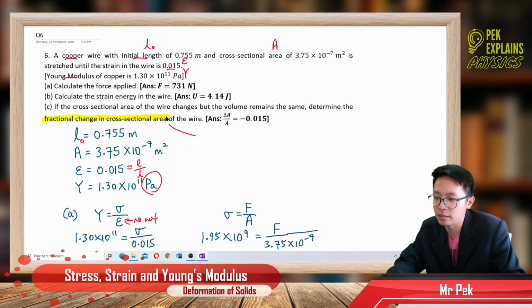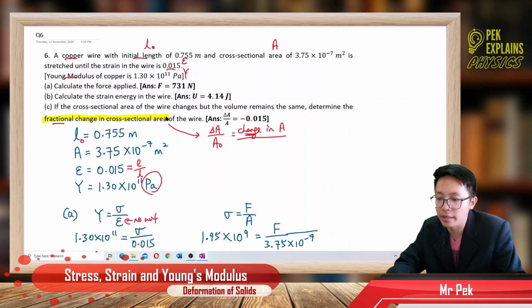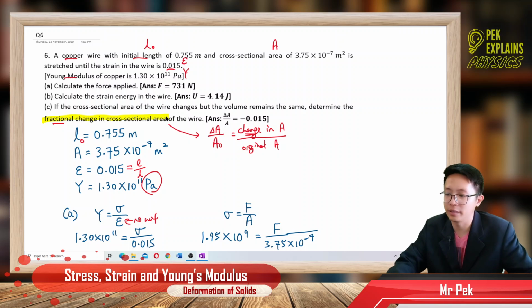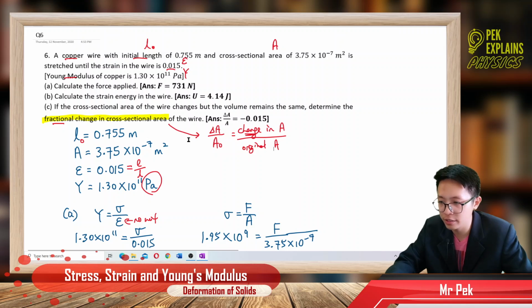That means what you want is the change in the area over, it's a fraction. That means it's a ratio. The fractional change in area means the change in the area divided by the original area. Okay, so that's how you get the fractional change in the area. So delta A over A naught.